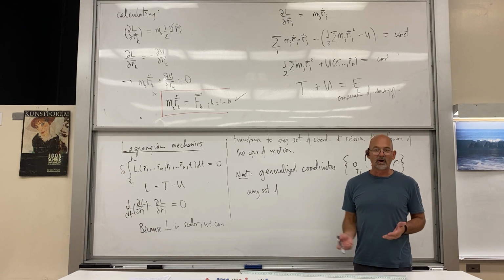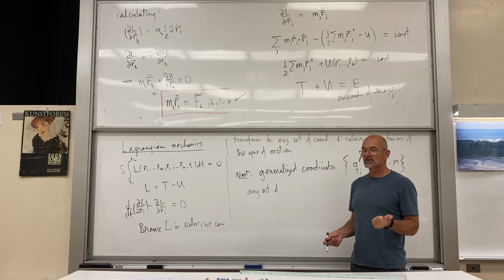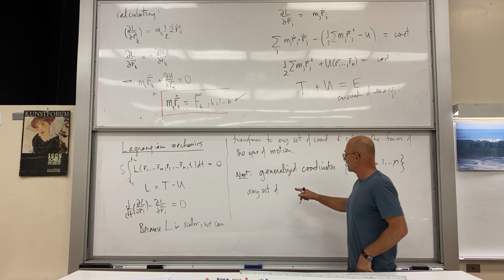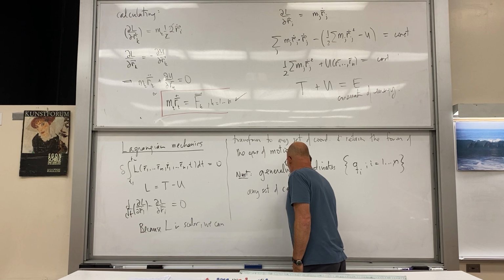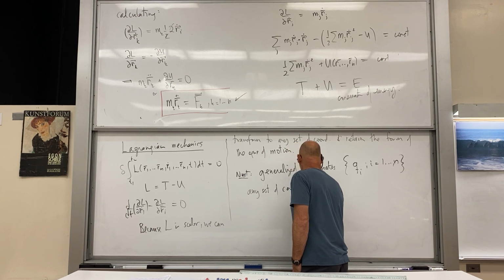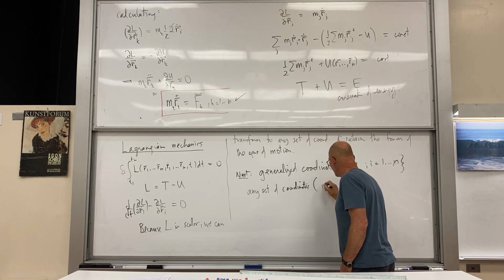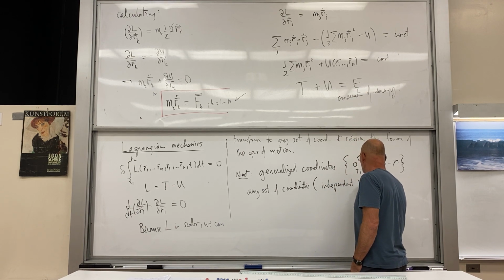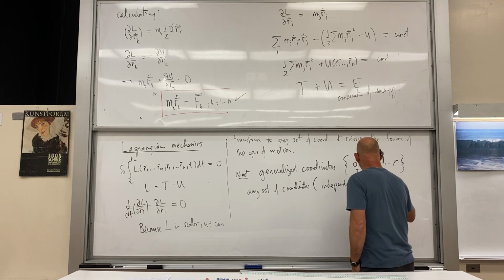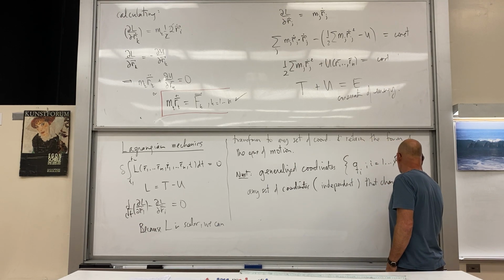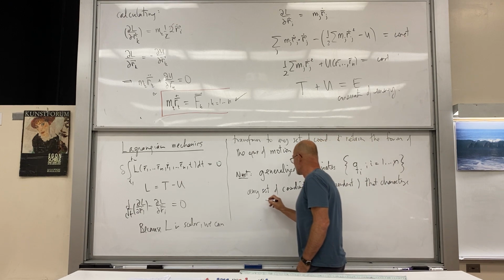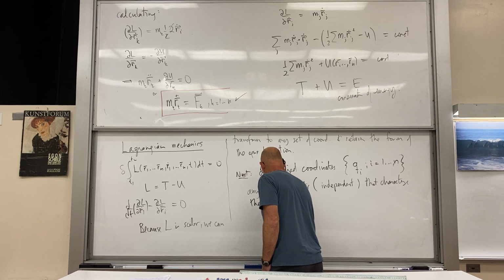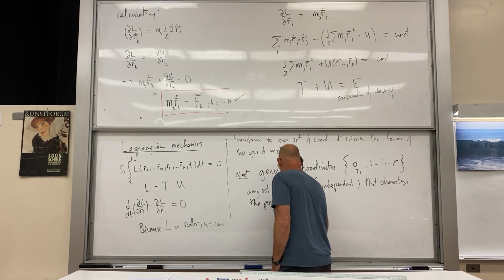So it doesn't have to just be Cartesian coordinates. It could be a mix of Cartesian coordinates, angular coordinates, and so forth. So any set of coordinates. And we're going to require that they be independent, that characterize the position of the mechanical system.